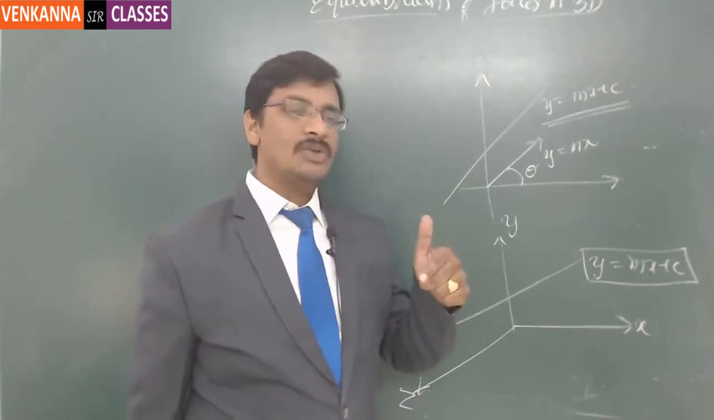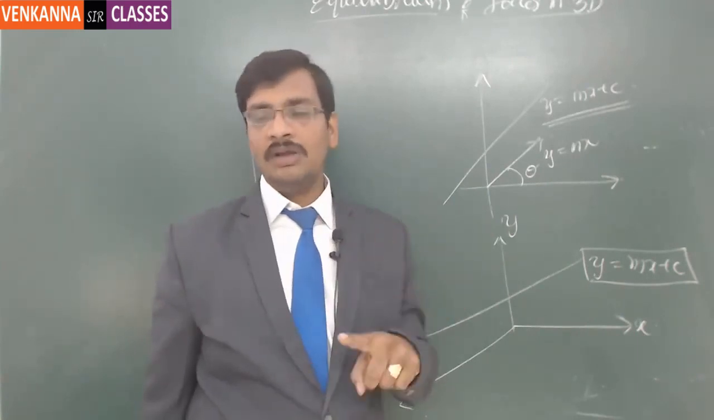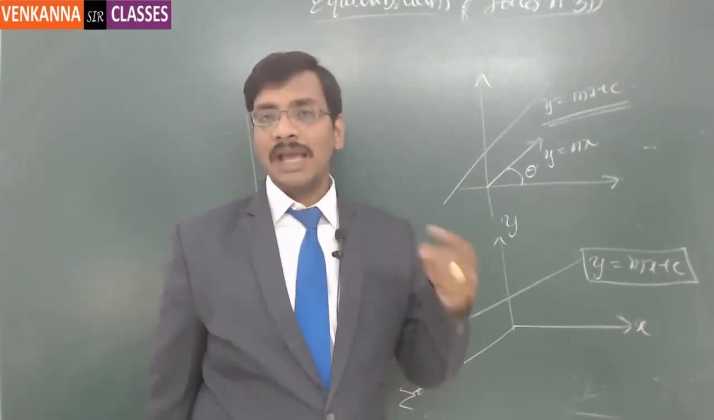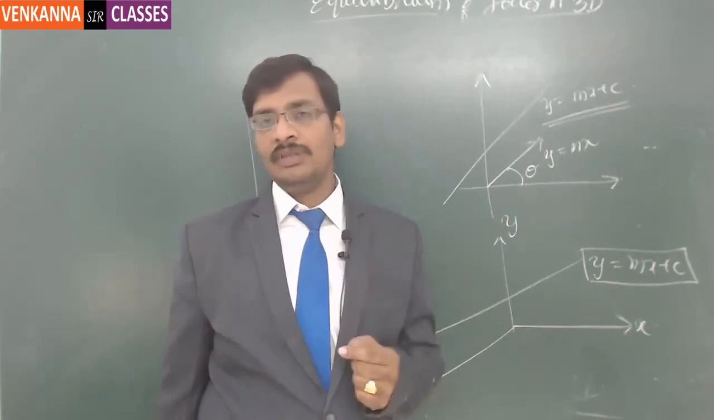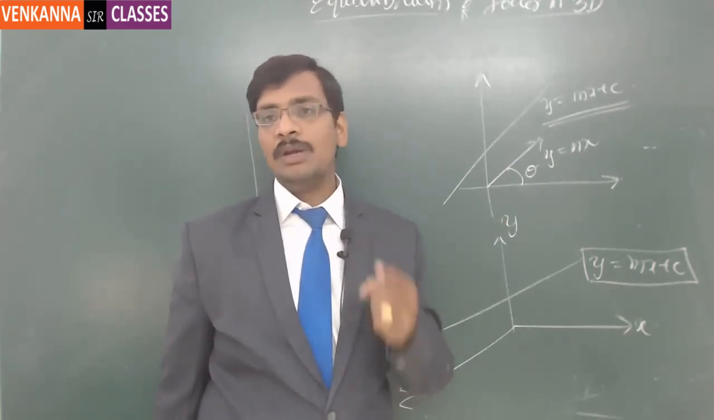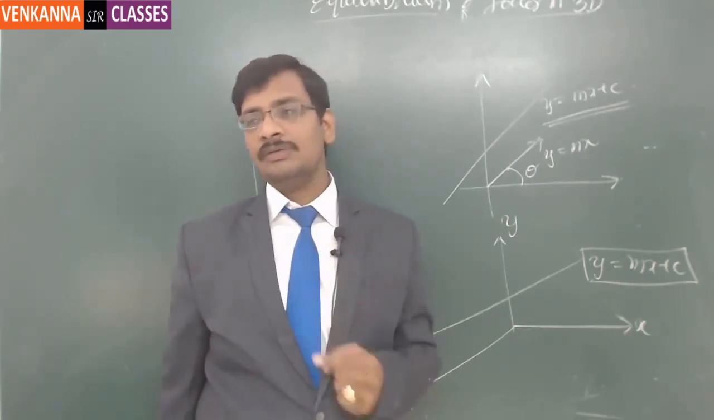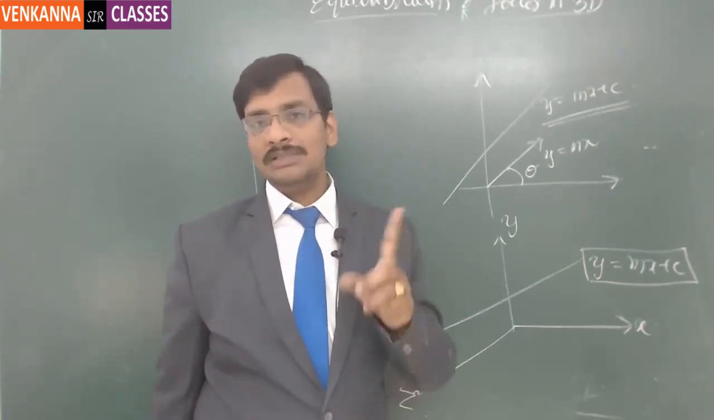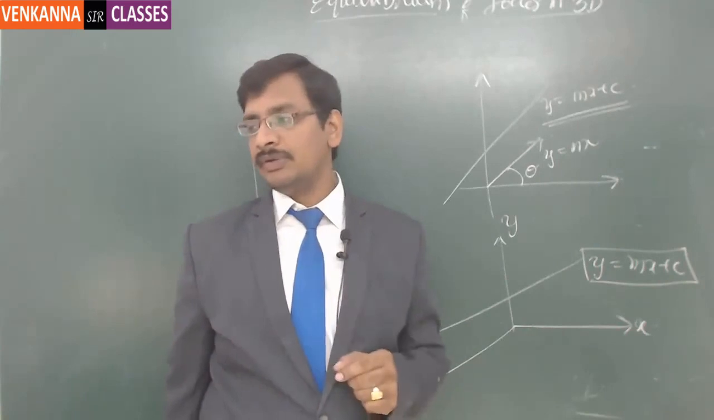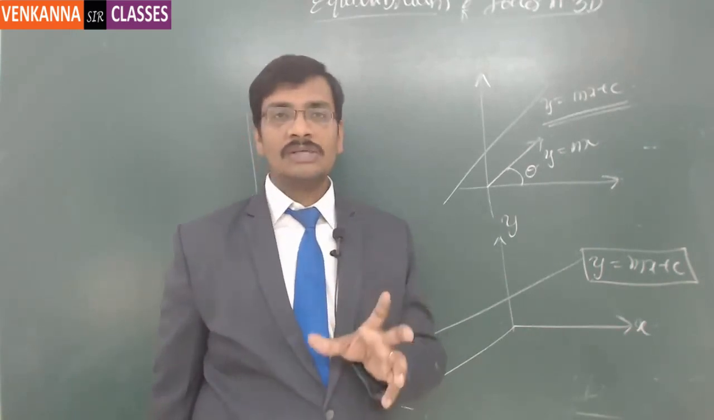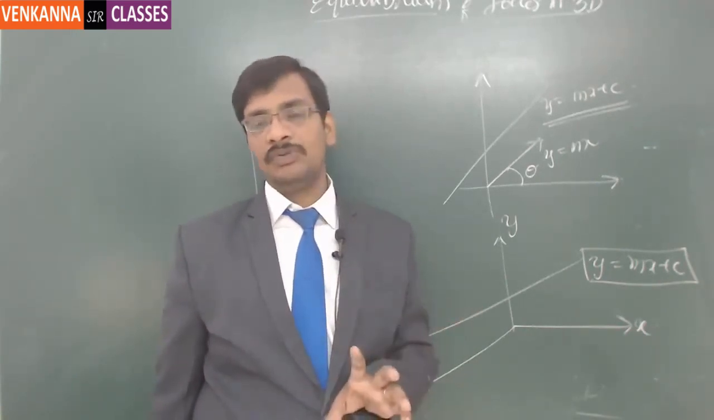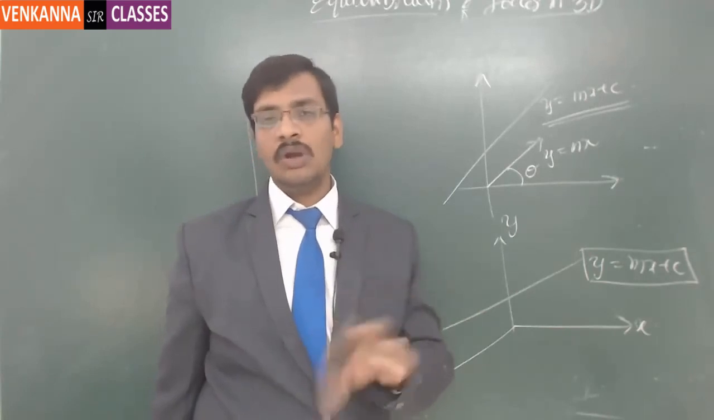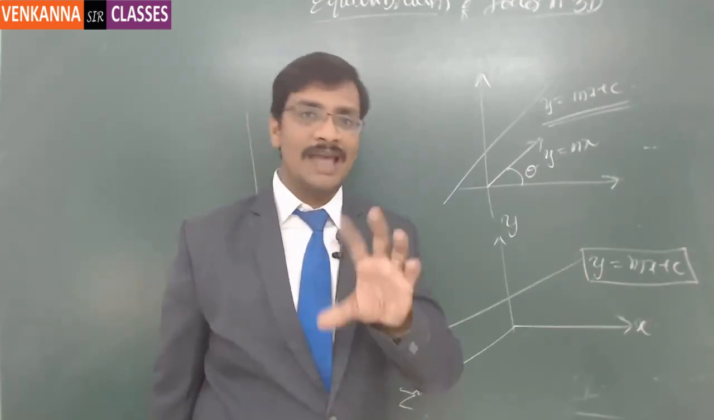Now, those values are alpha, beta, gamma, where alpha is the angle made by the line with respect to the x-axis, beta is the angle made by the line with respect to the y-axis, and gamma is the angle made by the line with respect to the z-axis. So those 3 angles are independent of each other. So it is not dependent on one or the other. That means every angle is independent.